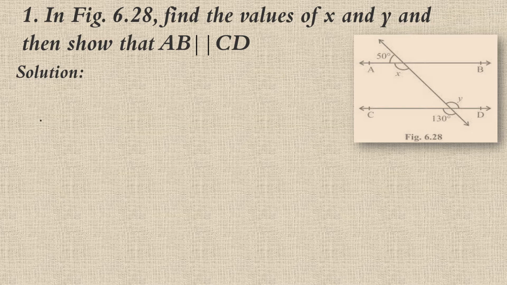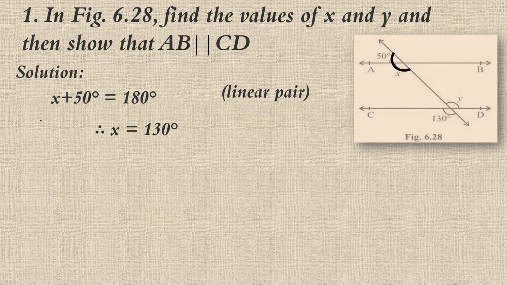We know that a linear pair is equal to 180 degrees. So 50 plus x equal to 180 degrees, linear pair. So x is equal to 180 minus 50, that is equal to 130 degrees.